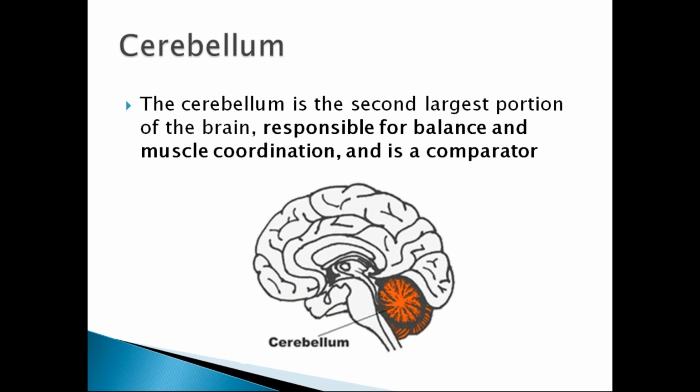Now, the cerebellum, down there at the bottom, is the second largest portion of the brain. It's responsible for balance and muscle coordination and is a comparator, which we'll get into. Very important to see the cerebellum when we're doing obstetric ultrasounds also, because it can tell us a lot of what's going on with this baby's development.